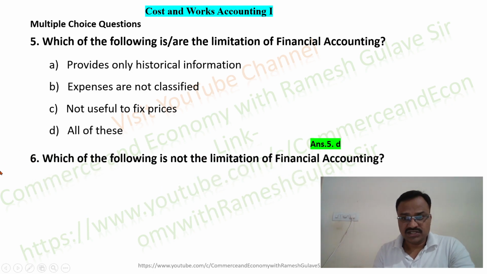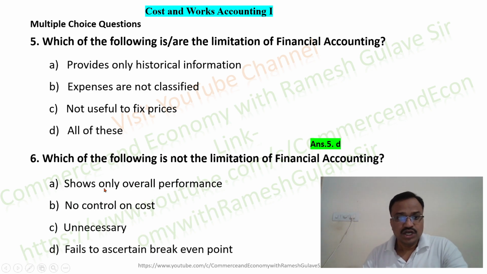Let us move on to the next question, friends, and it asks us which of the following is not the limitation of financial accounting. See, again, this question is on the limitation of financial accounting, and the options are shows only overall performance. Yes, this is the limitation of financial accounting, that it shows only overall performance without classifying the cost. Next, no control on cost.